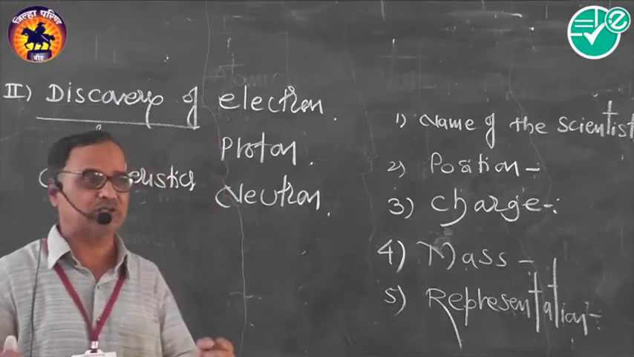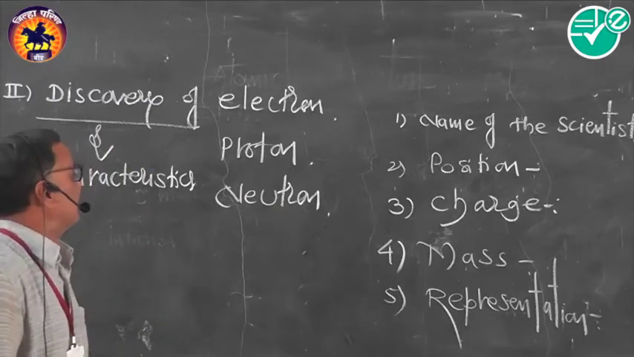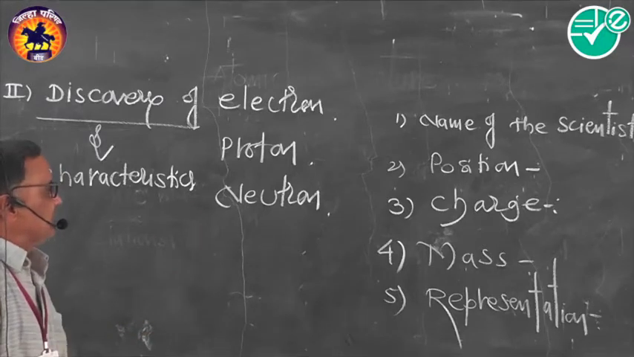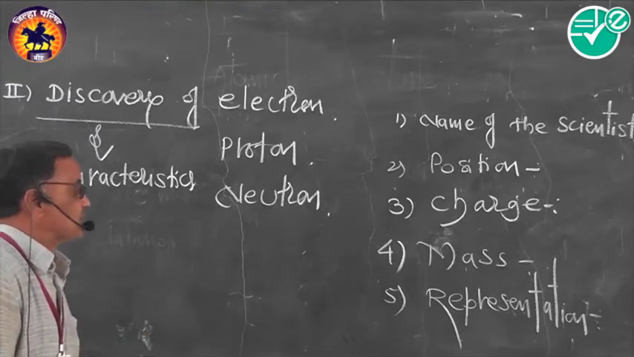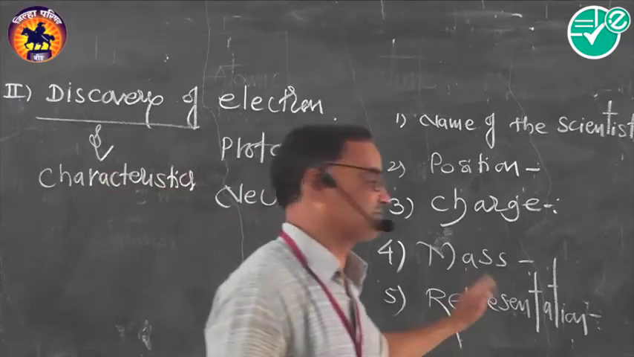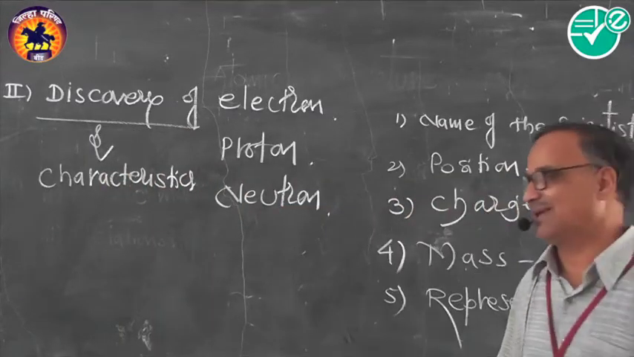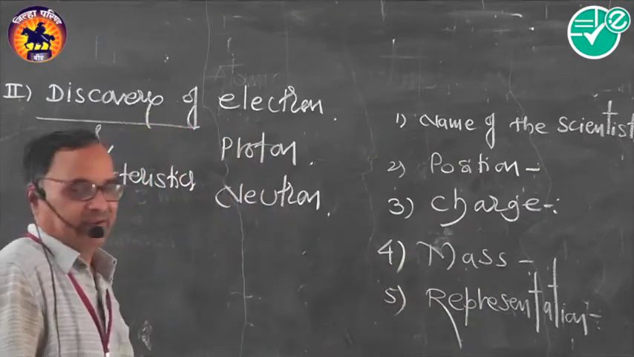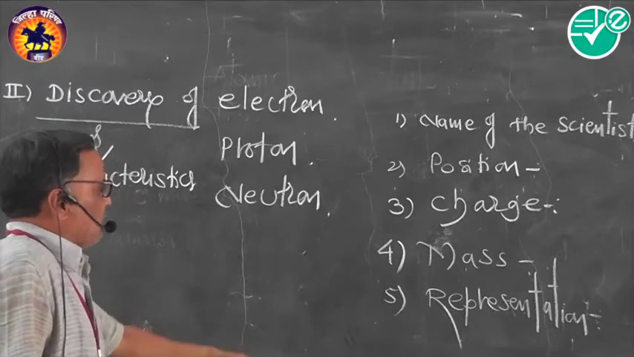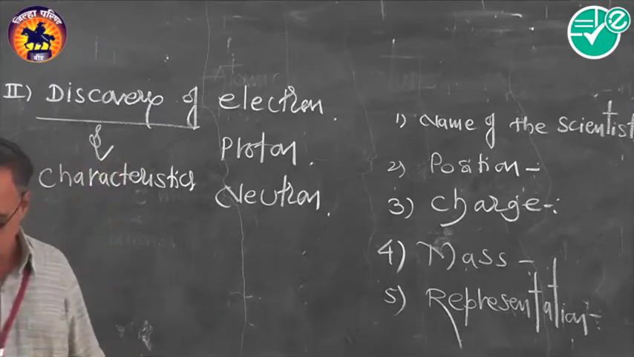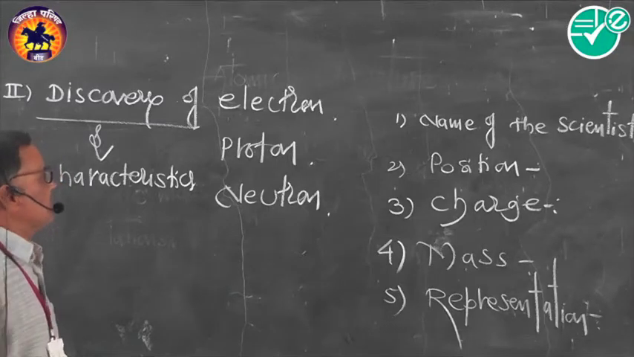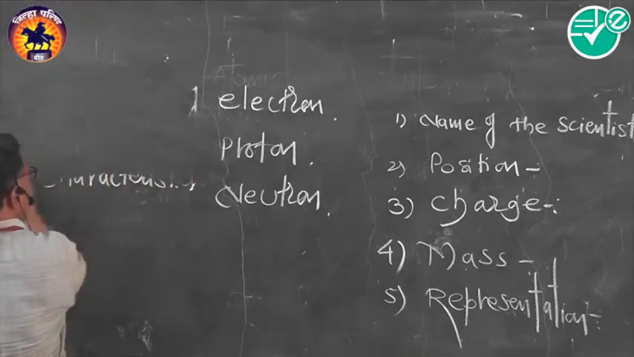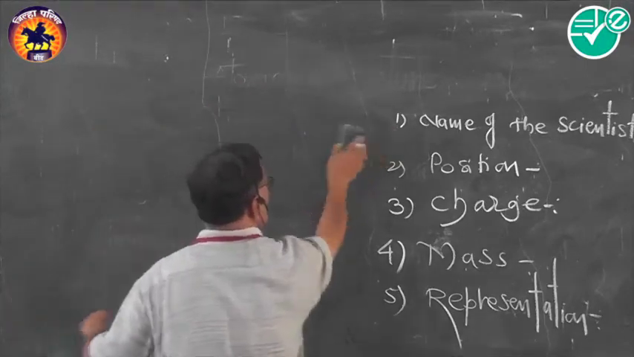First, the name of the scientist who discovered this particular subatomic particle, the electron. Second, the position of the electron. Third, the charge on electrons. Fourth, the mass of the electron. And fifth, how the electron is represented, taking examples. So these are 5 important points. We are going to discuss one by one the discovery and characteristics of protons, neutrons, and electrons.